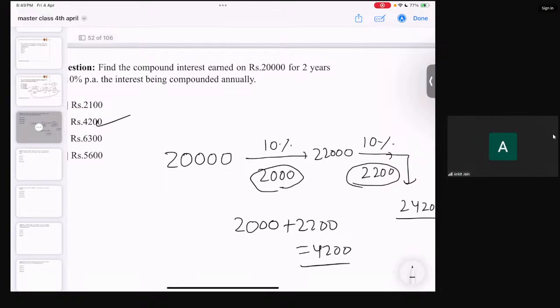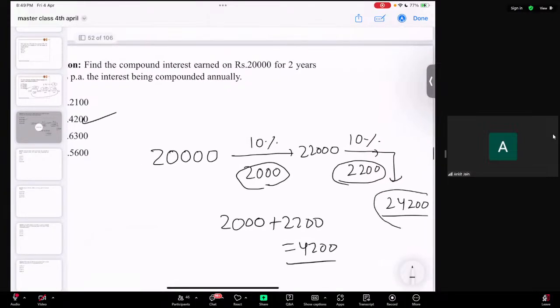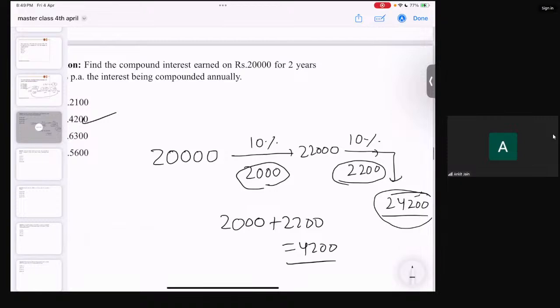Do not use formula. Break into parts. Simple. Because that formula is not for calculating the interest. That formula is for calculating the amount. We get this value 24,200. Then we have to subtract this 24,200 with 20,000. And again, there's a power involved.